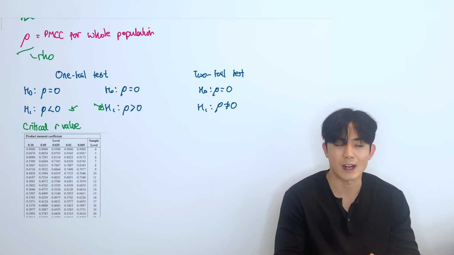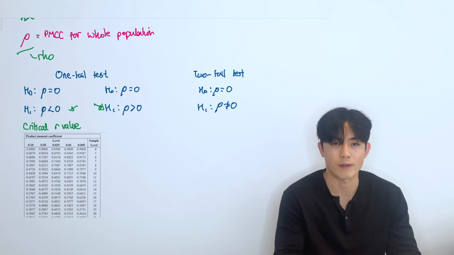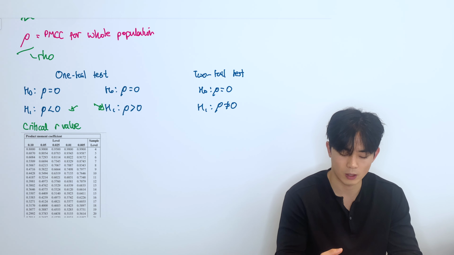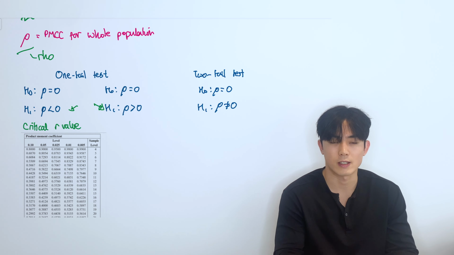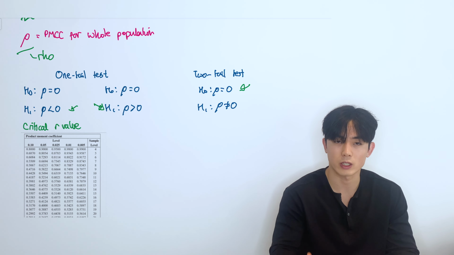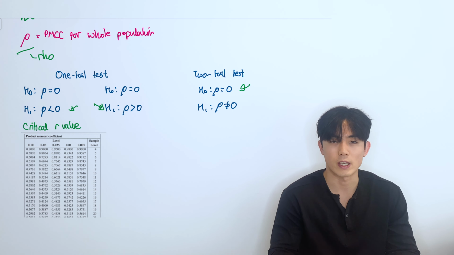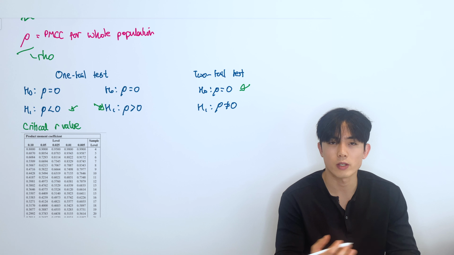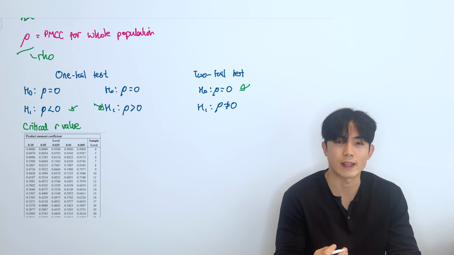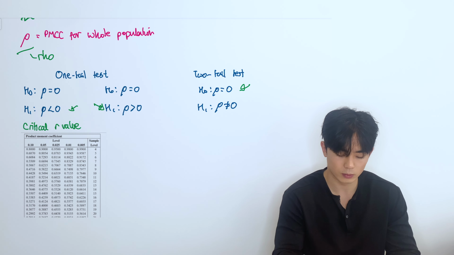It doesn't tell us the value of the correlation, it just tells us if it has a positive or negative correlation. Now for a two-tailed test, it's the same thing: H0 rho is zero, H1 rho is not equal to zero. So we don't know whether it has a positive or a negative correlation, we just know that there is some sort of correlation.